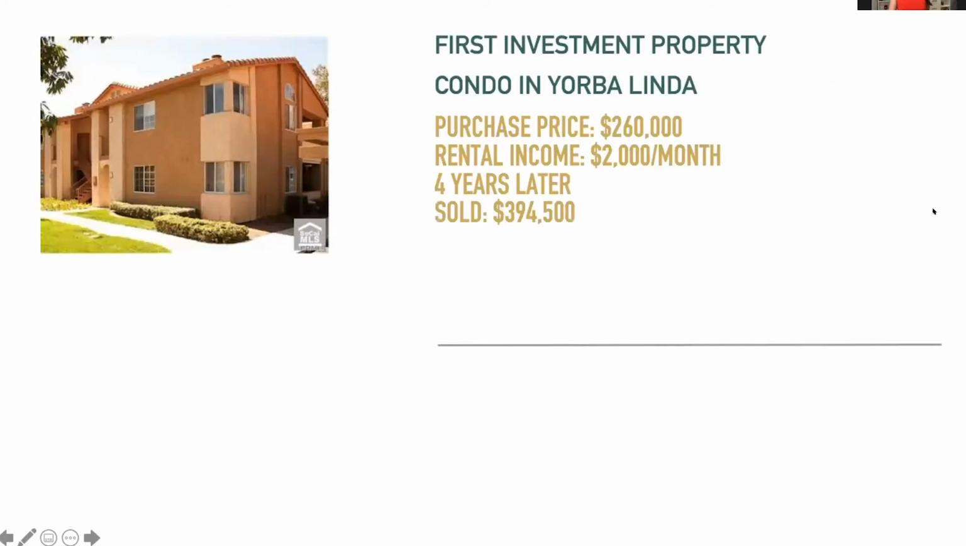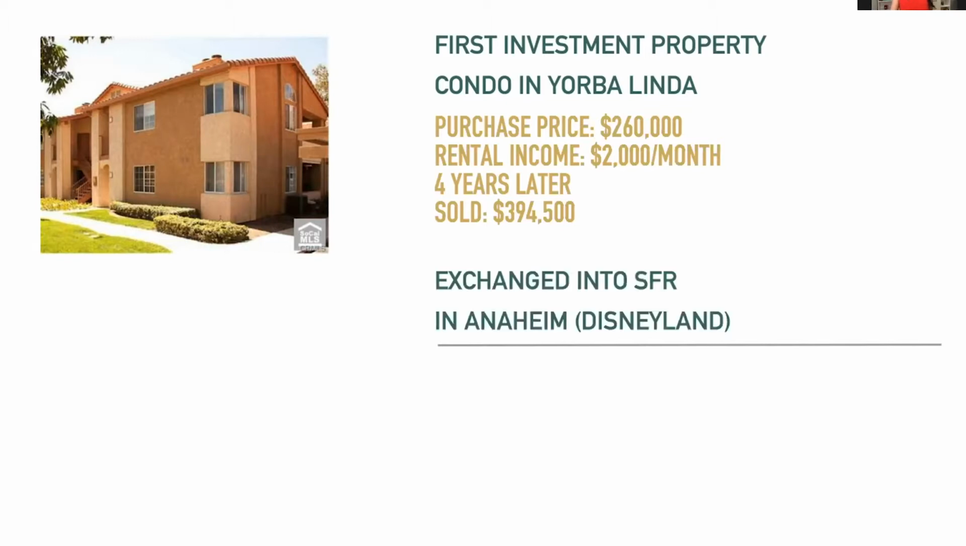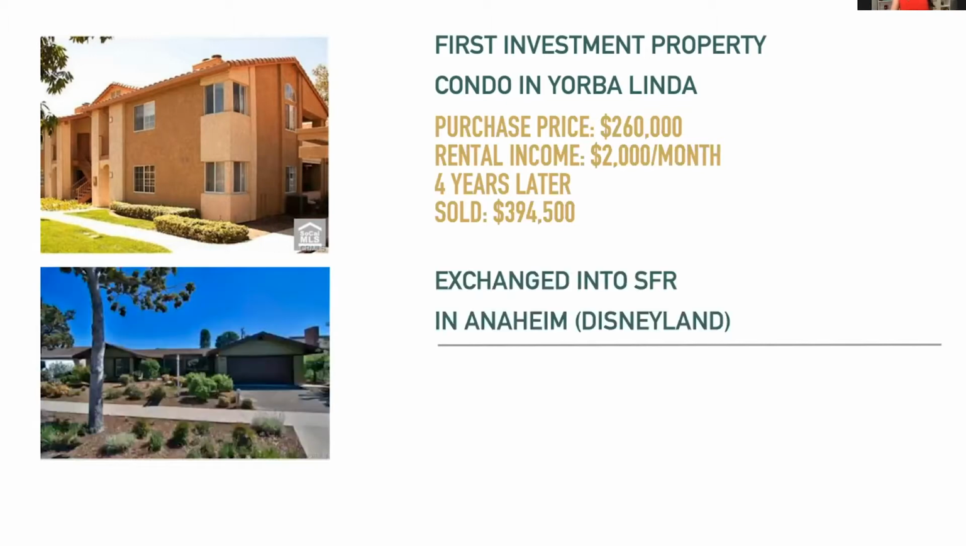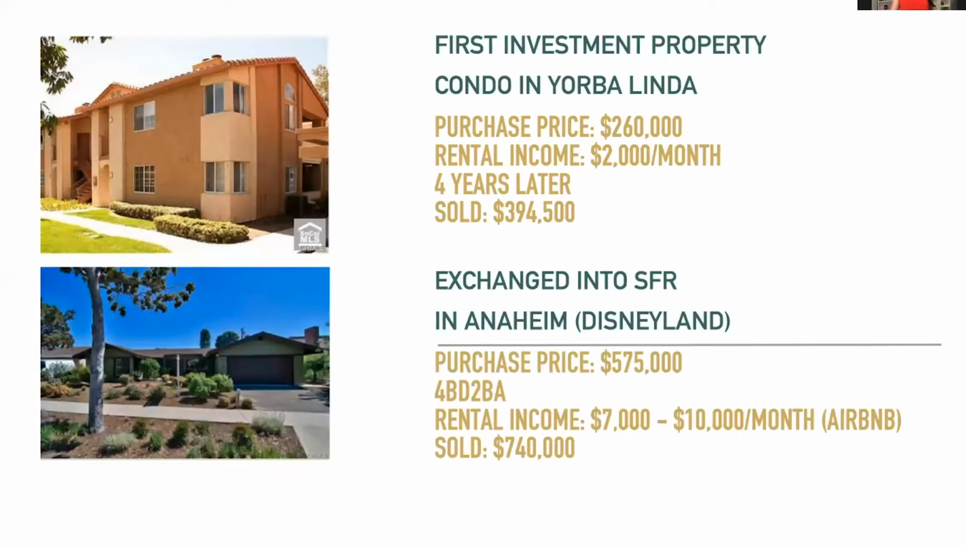This condo, she purchased it for $260,000 with a rental income of $2,000 per month. Not bad. And 4 years later, she sold it for $394,500, which is not bad either. She made some money. And then she exchanged it into a single family in Anaheim, which is close to Disneyland, and she decided to do Airbnb. She purchased it for $575,000, 4-bedroom, 2-bath, and rental income is $7,000 to $10,000. I mean, that sounds like a really great cash flow property. She absolutely loved the cash flow. She just hated the management for the Airbnb. So she decided to sell it and sold it for $740,000.